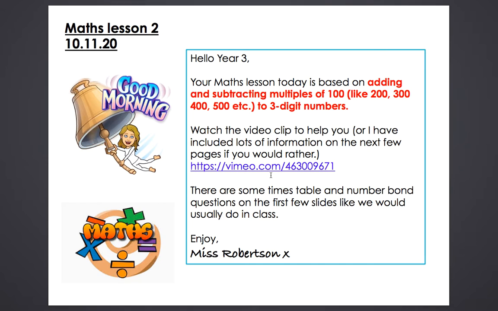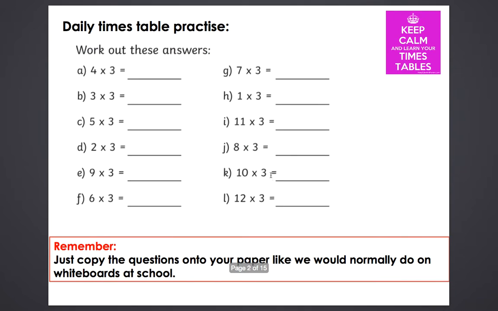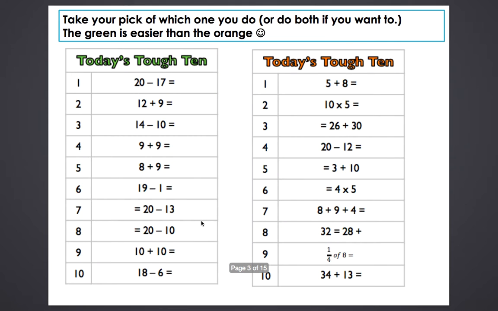Okay, right then. So, in today's lesson, we're going to warm up by doing some times table practice. Today it's our 3 times table, so just copy the questions out onto your paper like we would normally do on our whiteboards. I know you're getting brilliant now at your 3 times table, so well done everybody. Once you've done that, we've got today's tough 10. The green is easier, the orange slightly trickier, so pick one to have a go at, or do both, or pick a mixture from both. It's up to you. Okay, well done.